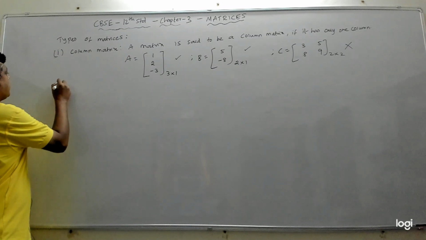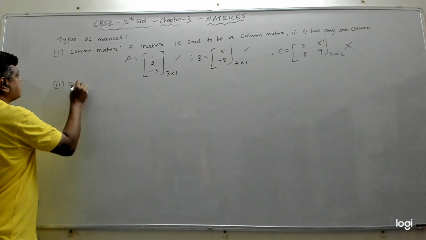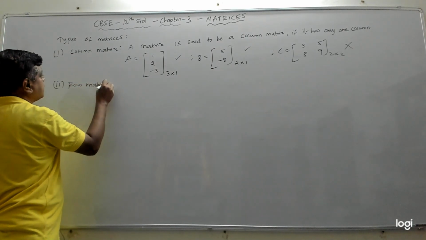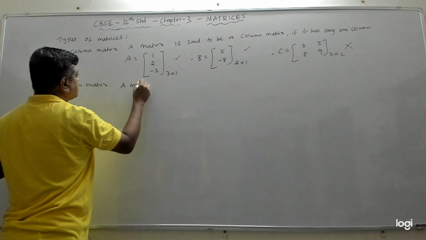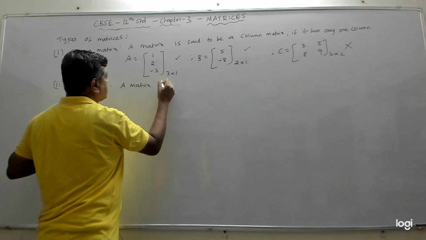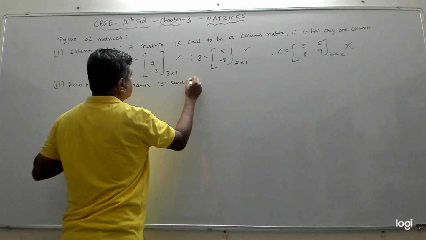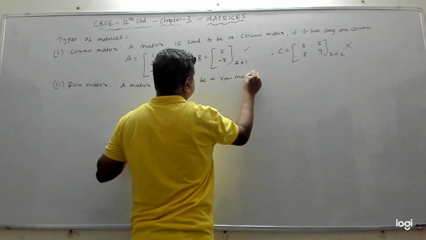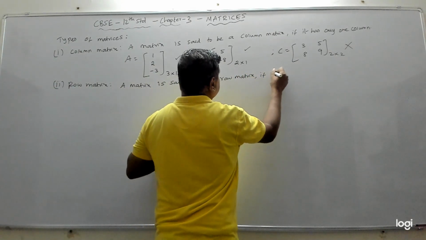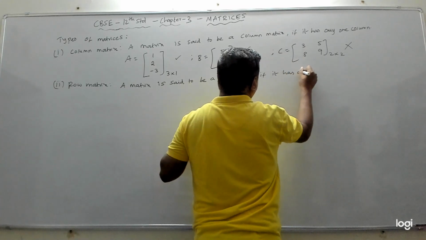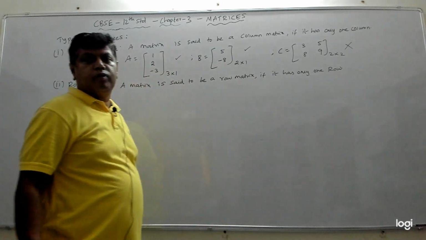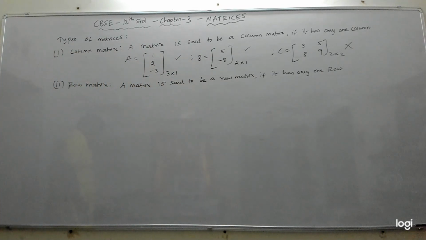Now the second type of matrix that we have is row matrix. A matrix is said to be a row matrix if it has only one row. The number of rows is just one. If it has only one row, then we call that a row matrix.